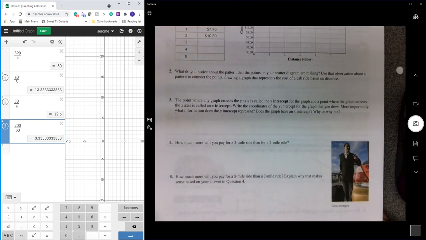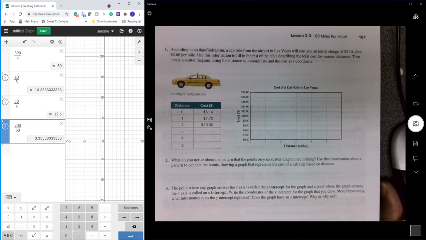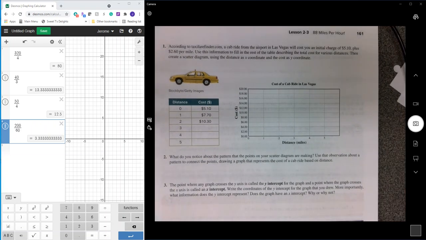All right, so we go here to page 161, and then we start here at problem number 1. According to taxifarefinder.com, a cab ride from the airport in Las Vegas will cost you an initial charge of $5.10 plus $2.60 per mile. Use this information to fill in the rest of the table describing the total cost for various distances. Then create a scatter diagram using the distance as x coordinate and the cost as y coordinate.